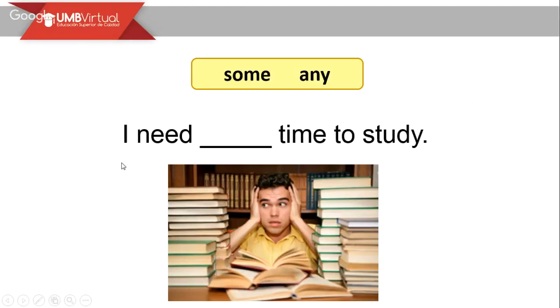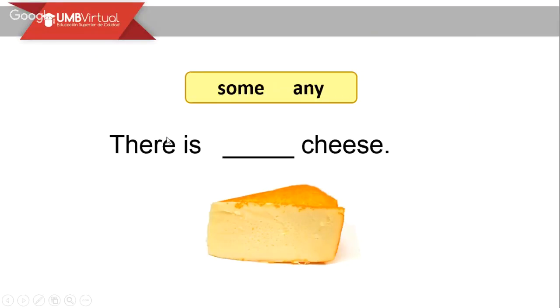So let's try this exercise. I need some or any time to study. Okay, remember that in affirmative we use some and in negative and interrogative we use any. So in this case it is some. Okay, in this case there is some or any cheese. We can say there is some because it is an affirmative sentence.